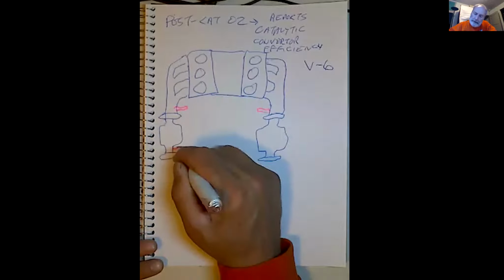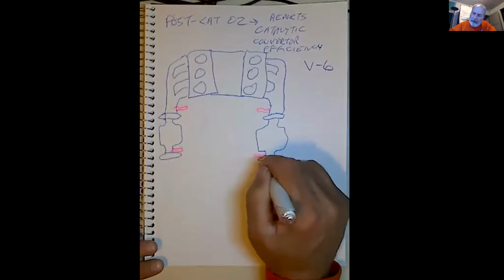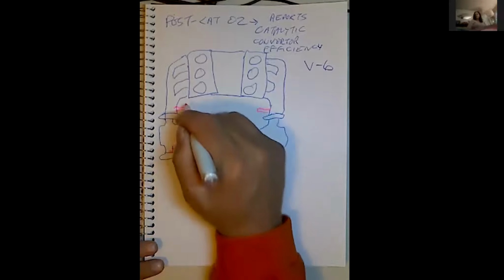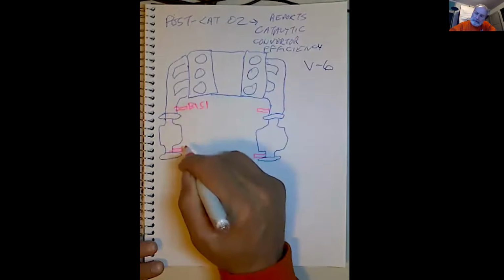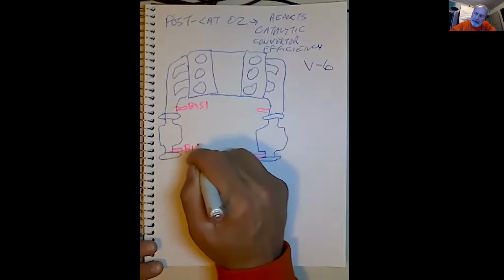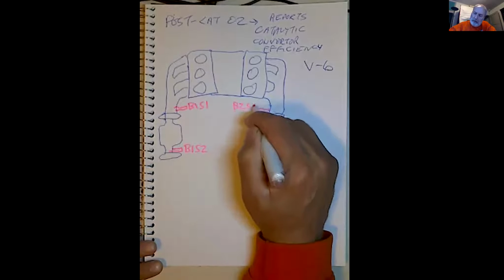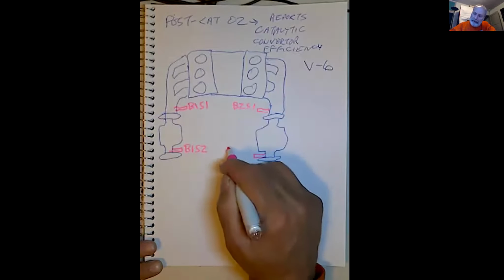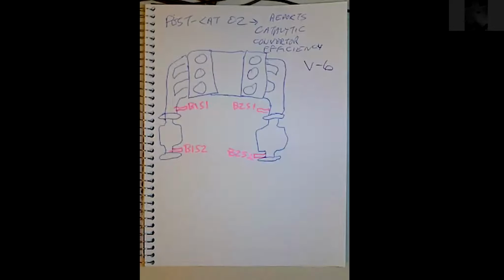Okay. So if you've got a V-type engine, you don't have two oxygen sensors anymore. How many do you have? Four. You bet. You got B1 S1. You got B1 S2. And then now you have bank two sensor one and bank two sensor two. Yeah, there you go.